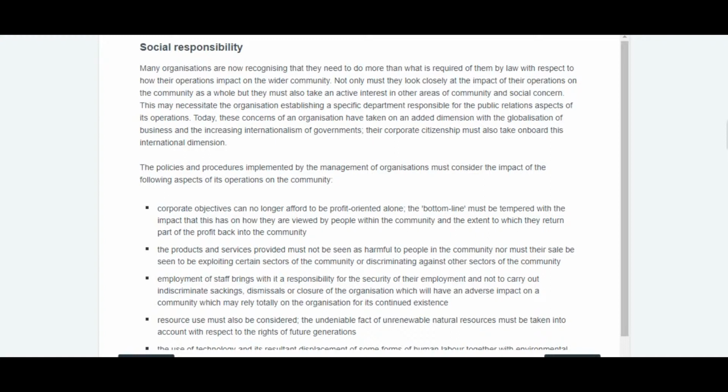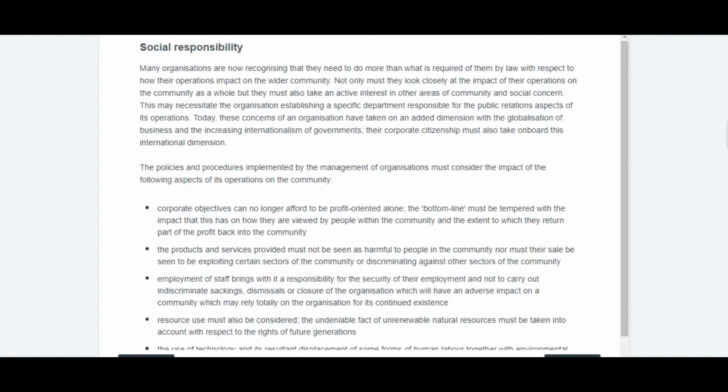The bottom line must be tempered with the impact that this has on how they are viewed by the people within the community and the extent to which they return part of the profit back to the community. The products and services provided must not be seen as harmful to the people in the community, nor must their sale be seen to be exploiting certain sectors of the community or discriminating against other sectors of the community.